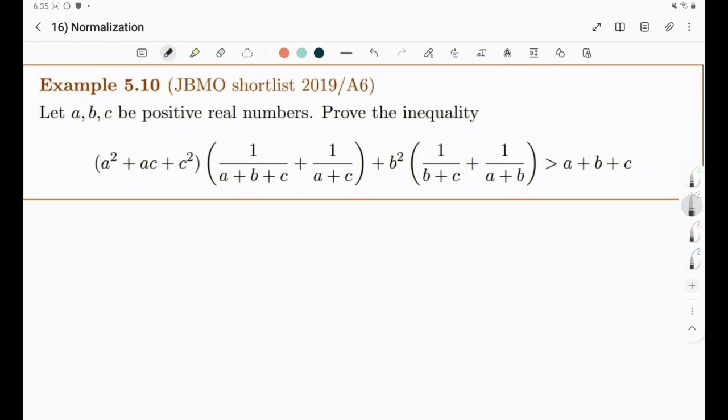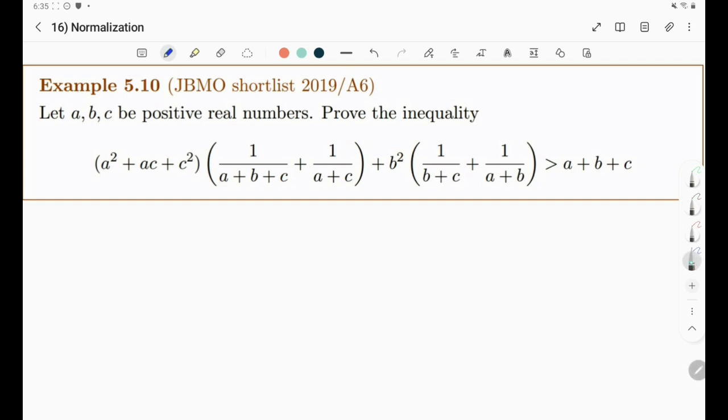Alright, so our first example here is from the JBMO, which is the Junior Balkan Math Olympiad shortlist 2019. As you can see, it is an A6 question. So we're given here A, B, C, positive numbers, and we need to prove the following inequality.